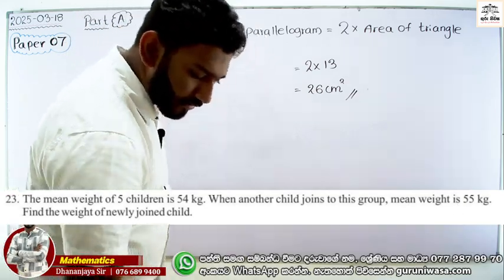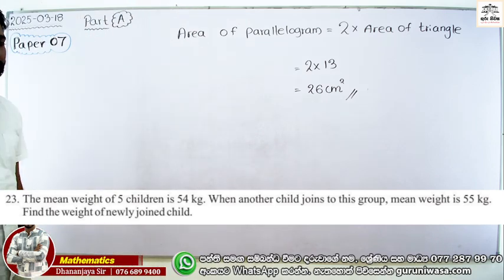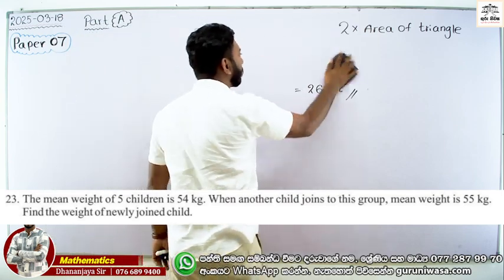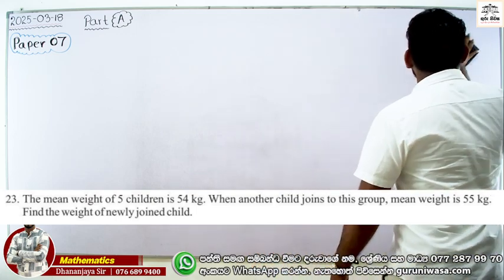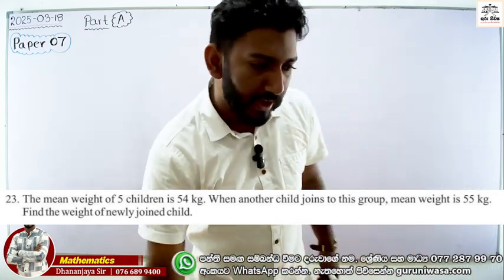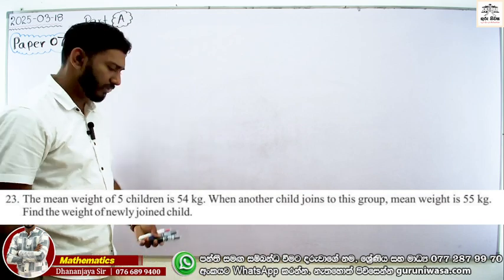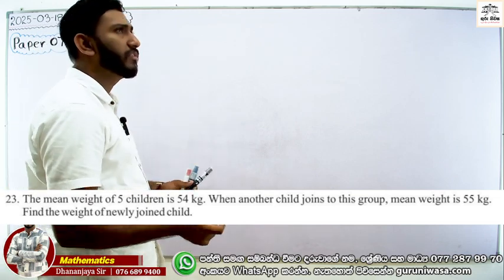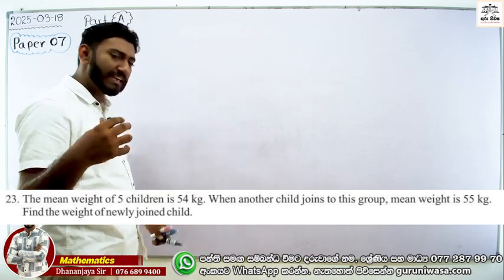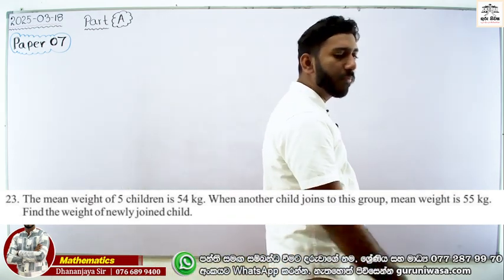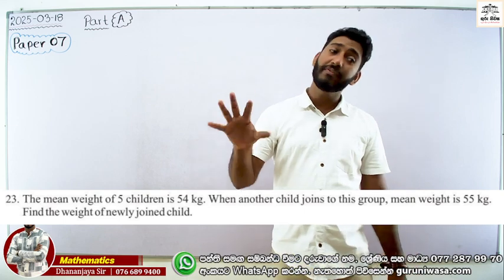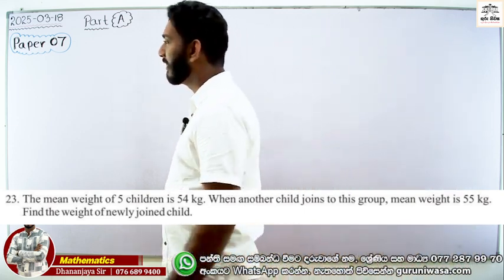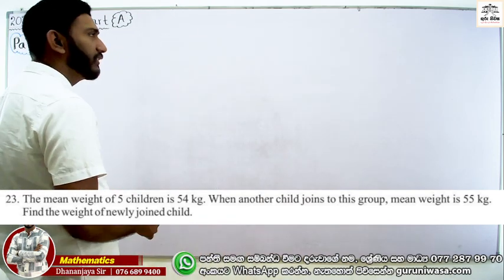23. The mean weight of the 5 children is 54. What's the mean of that? The mean of 5 children is 54, right? When another child joins this group, the mean weight becomes 55. And find the weight of the newly joined child. This one is easy, right?